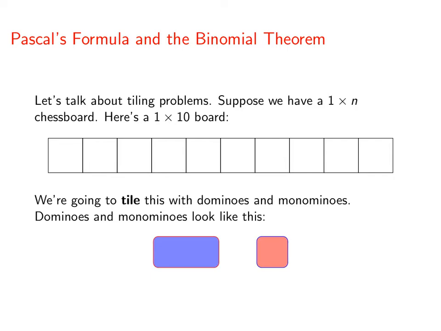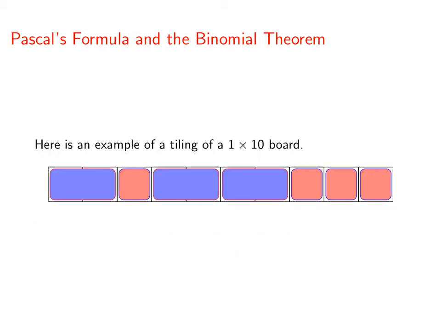Dominoes and monominos look like this. This guy here is a domino. It will fit two squares on our board. This is a monomino. It's just half a domino. Or maybe a domino is two monominos stuck together. Here is an example of a tiling of a 1 by 10 board. So what we've done is chosen dominoes and monominos to fill it up. Can't have any dominoes hanging off the end.